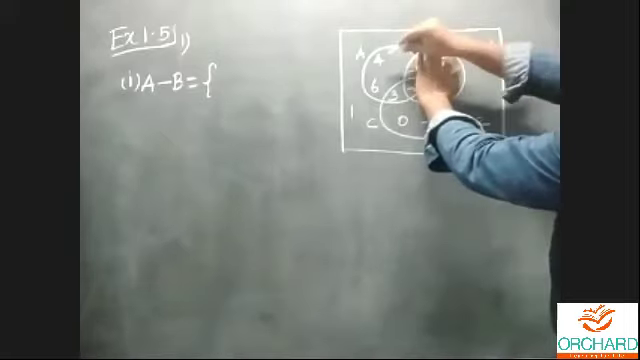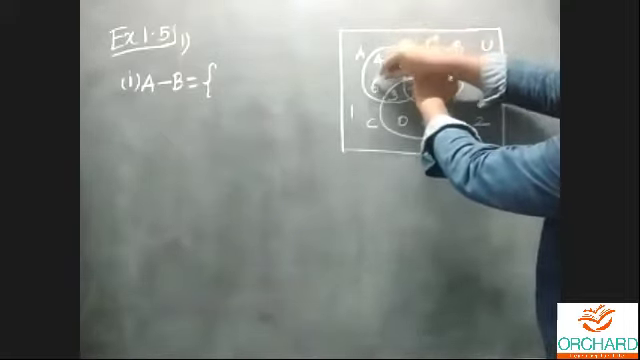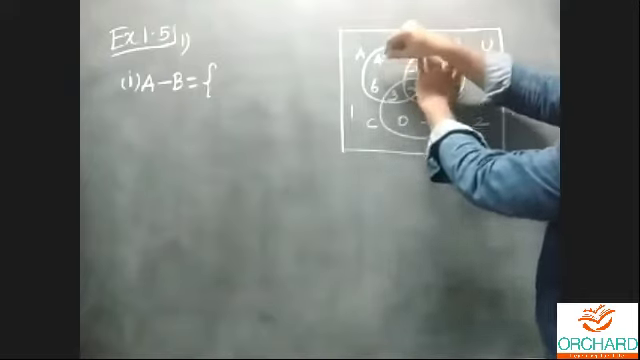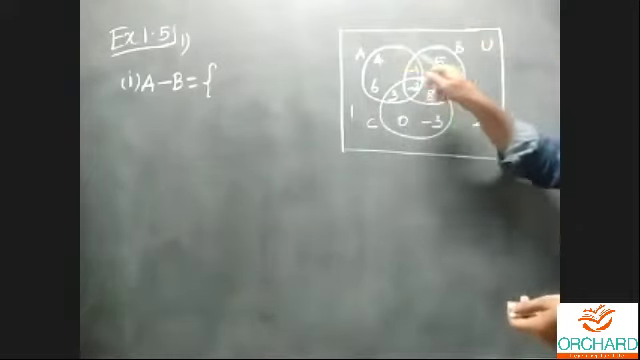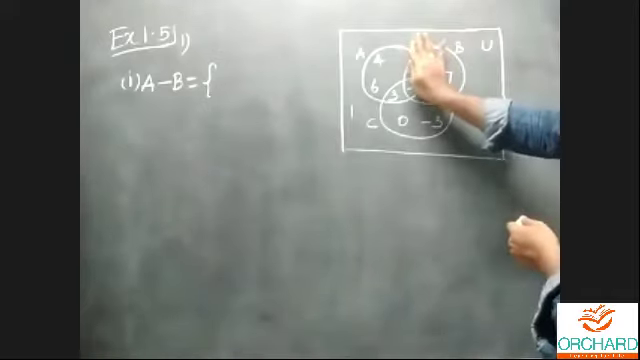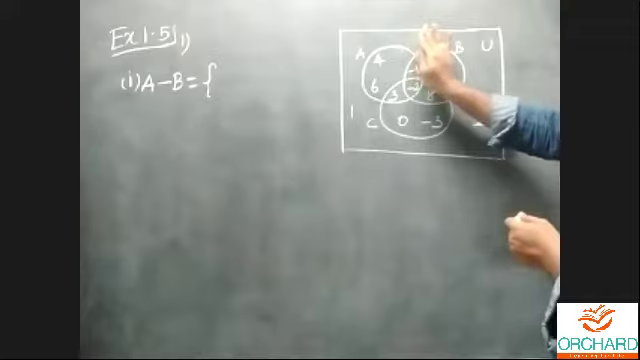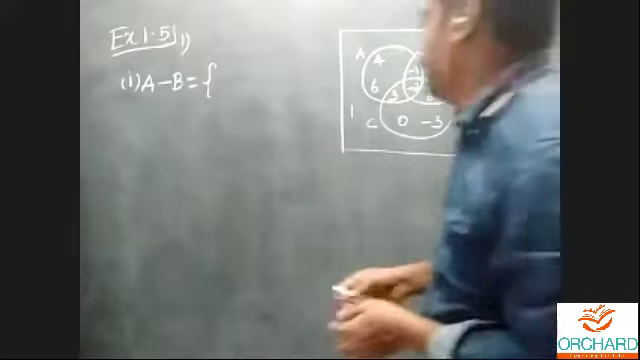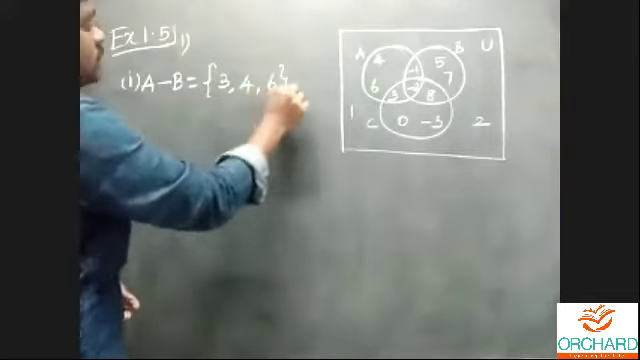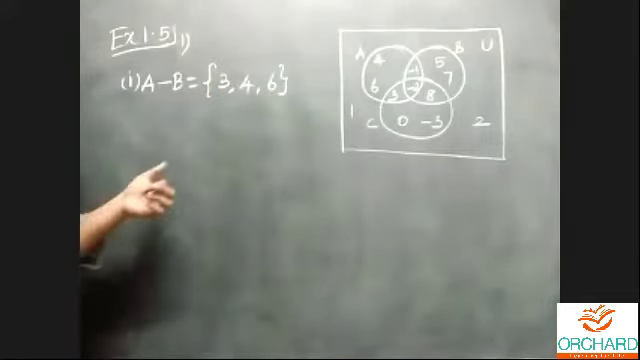These are the elements of set A. What are the remaining elements? 4, 6, 3, arranged in order: 3, 4, 6. To remove the elements of B from A, hide the elements of set B fully and write the remaining elements in set A. Only three elements remain. 3, 4, 6 are the elements of A difference B.